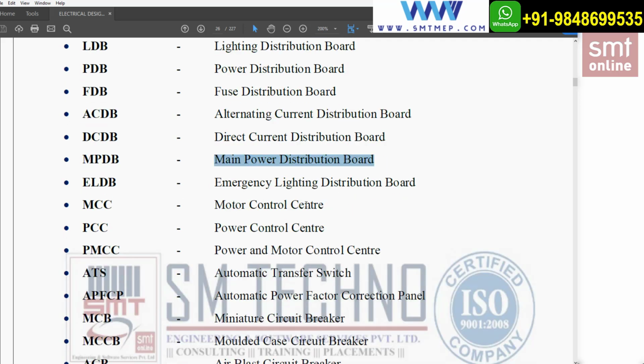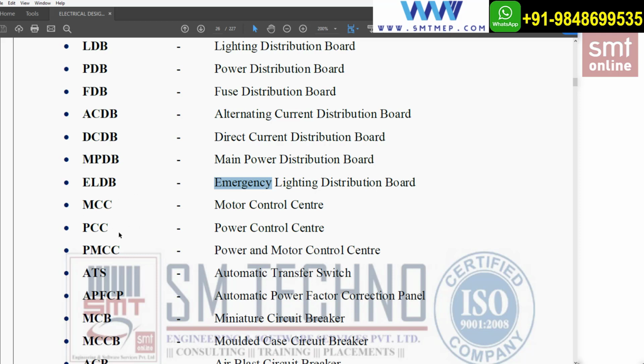Next, we are having ELDB, emergency lighting distribution boards. The name itself indicates the loads. In our building, we have some emergency loads, like the water supply pump, the lifts, and the corridor lights. To this emergency lighting distribution board, we connect a battery, a UPS, or an inverter, so that we can provide 24/7 supply.